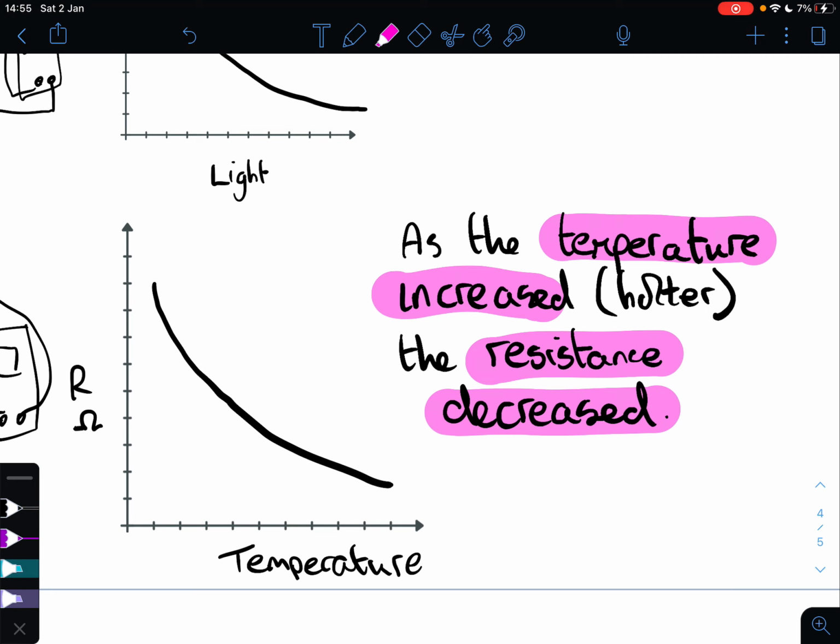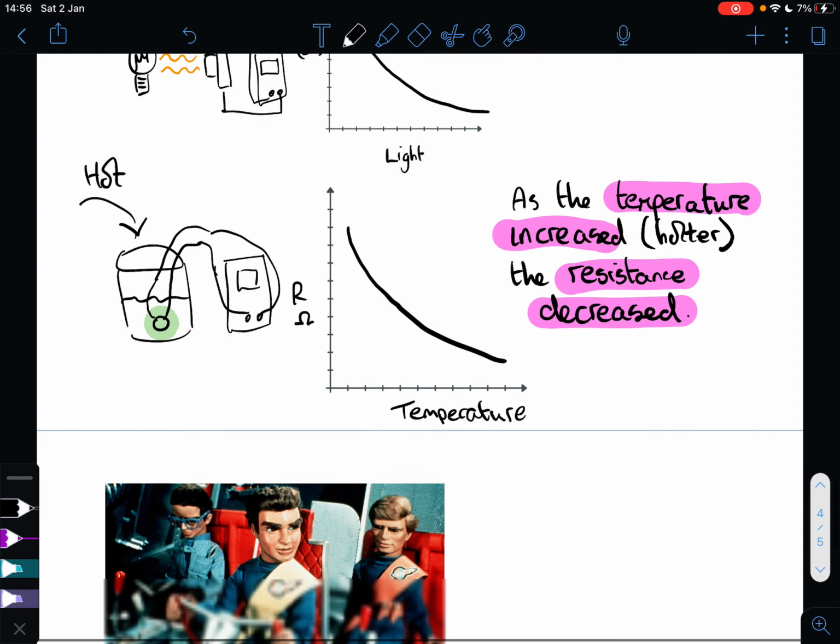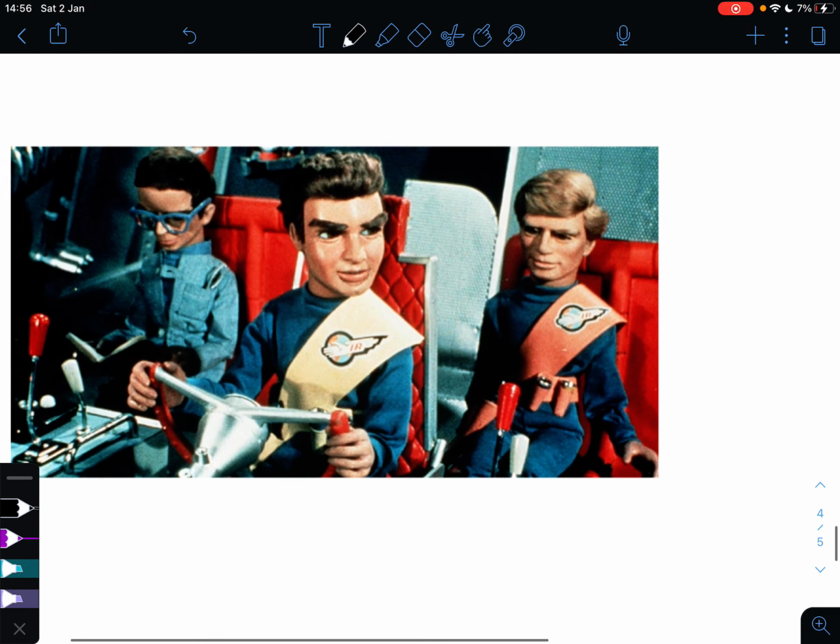Now, you may have caught a glimpse at what's on next. I have a little method that helps me remember this and also helps me further on when it talks about what happens to the current and the voltage inside these components. And I call it the Thunderbirds method.